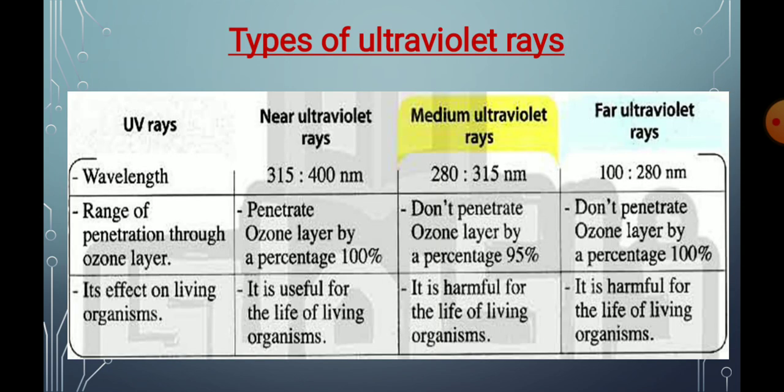And now, what about the types of ultraviolet rays? We have three types here: near ultraviolet radiation, medium ultraviolet rays, and finally far ultraviolet rays. Look at this, the wavelength, and we can measure it by using something called the nanometer.